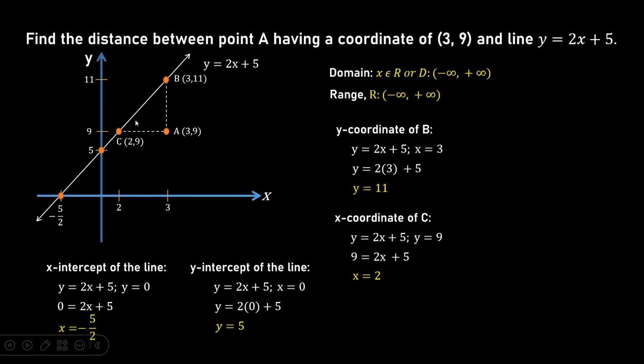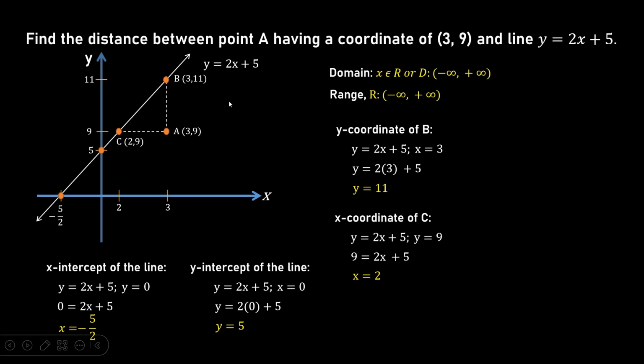So if we try to compare the x-coordinate, point A has an x-coordinate of 3 while C has an x-coordinate of 2. This only means that our assumption that A is on the right side of the line is correct.